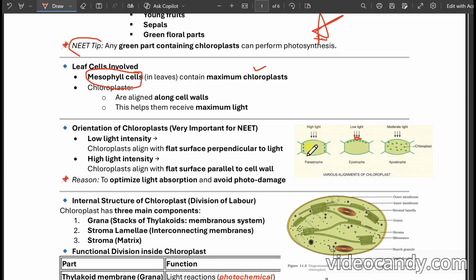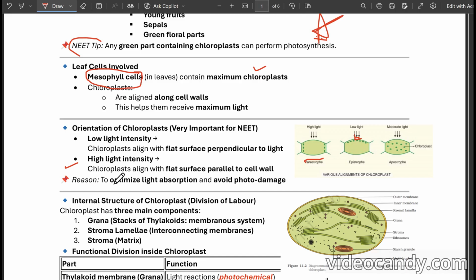During high light intensity, when the chloroplast is aligned parallel to the cell walls, it is called parastrophe. When it is aligned perpendicular to the light, it's called epistrophe. When it is free floating everywhere, mixed and floating randomly, it is called apostrophe. So this is very important for the NEET.